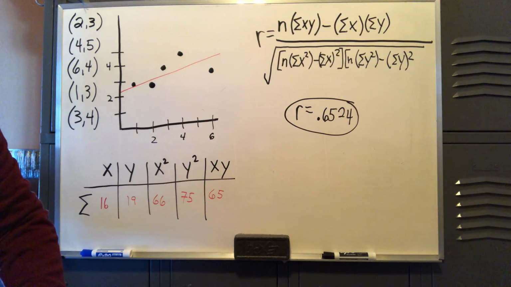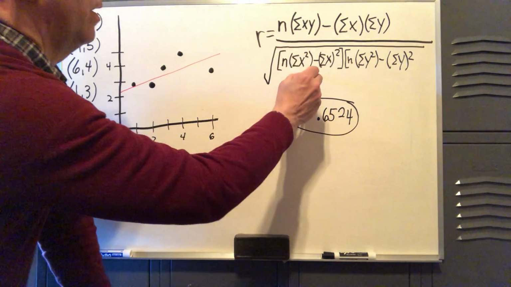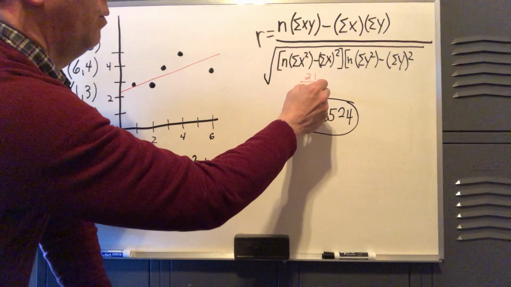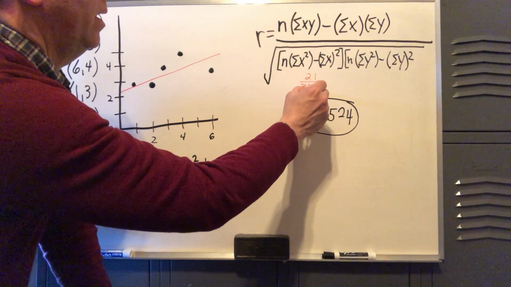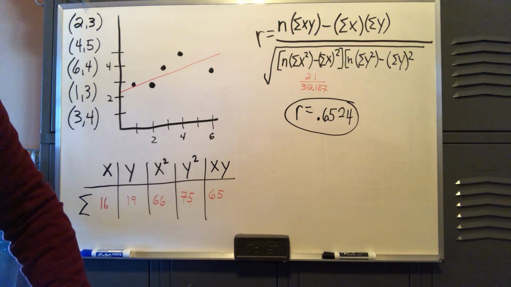1,036. And we take the square root, and we get 32.187. So on the top, we get a 21, and the denominator, 32.187. I hope I said that right. Let me cheat and look. Yes, it's correct. So when I divide those two, I get a decimal.